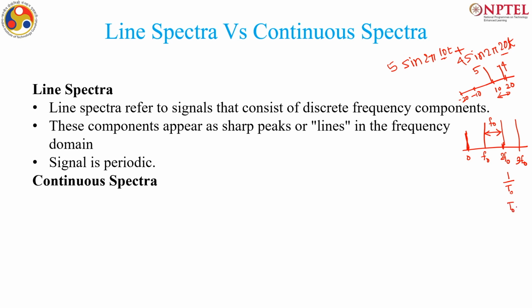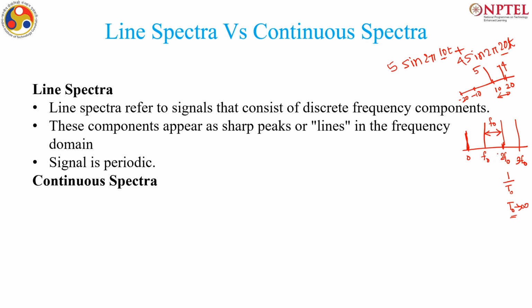So, what happens when T is tending to infinity? Then the spacing, this f naught spacing, will tend to 0. What does it mean? It means that the time period of the signal is tending to infinity, that is, the signal will repeat after infinite time, which means it will never repeat practically, and when it never repeats, it is an aperiodic signal. Similarly, if the spacing tends to 0, you no more get a line spectra; now the spectra will be continuous like this.